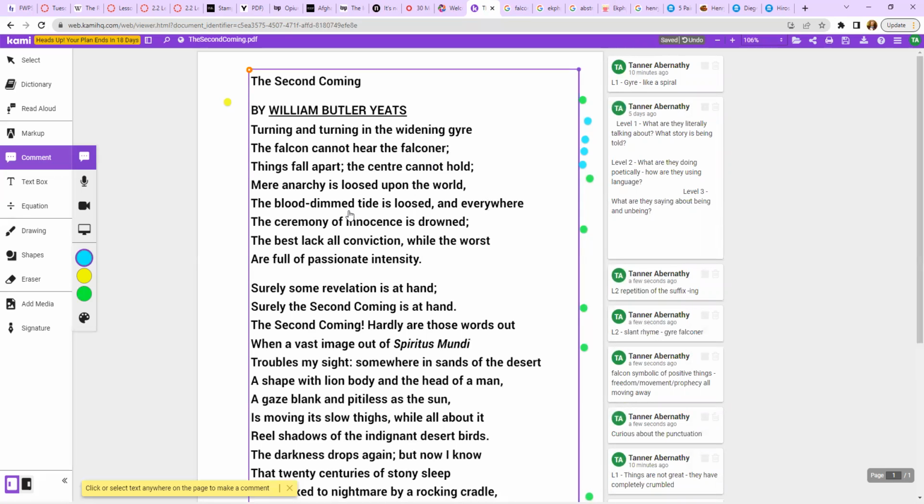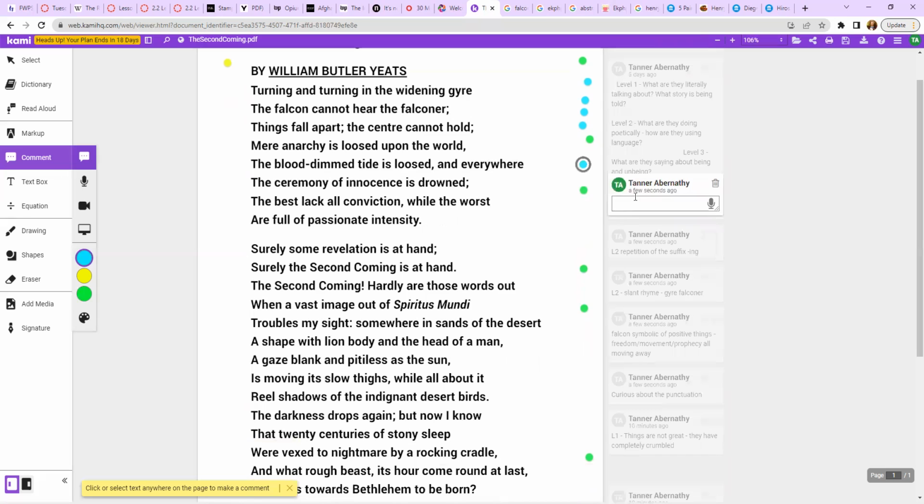The blood-dimmed tide is loosed, and everywhere the ceremony of innocence is drowned. We have a couple cool things here. A couple terms you might notice on your list are assonance and consonance. So let's look at a little assonance here. Assonance is a repetition of vowel sounds. So here we have loosed, whirled, hold, blood, loosed again, drowned, innocence, right? We have this repetition of the O sound.